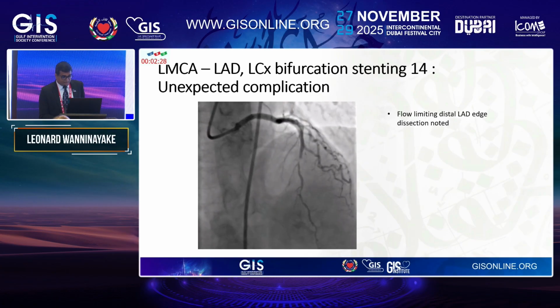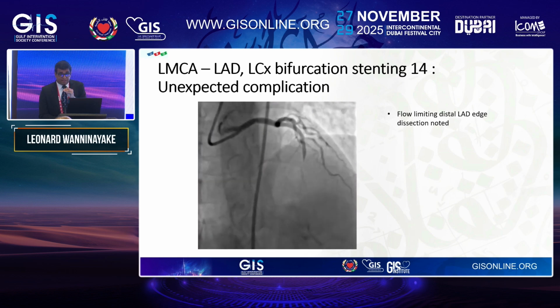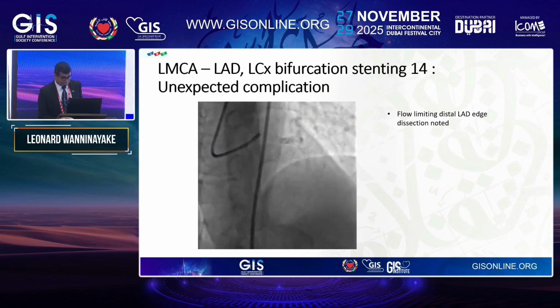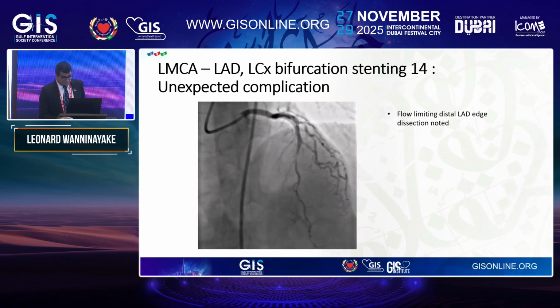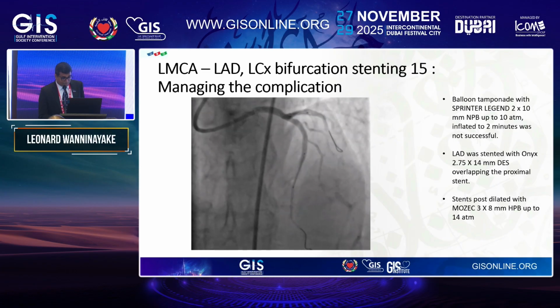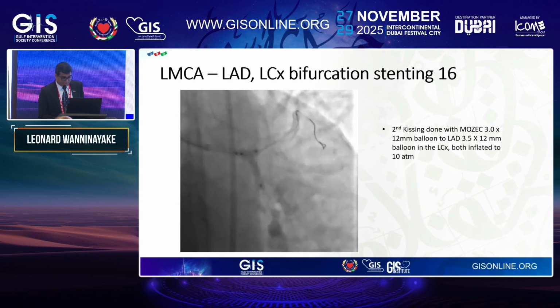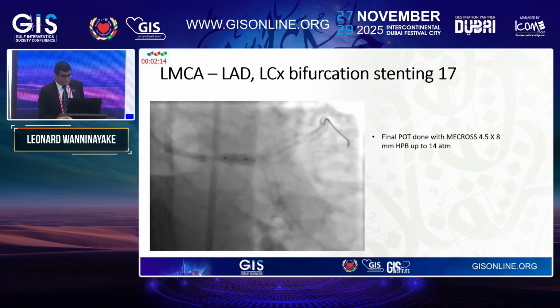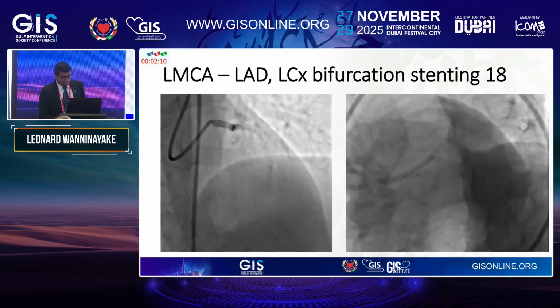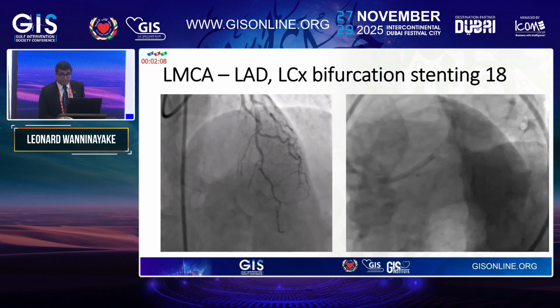Then an unexpected result was noted at the edge of the stent. There was a dissection, which we had to cover with a separate stent. Then a repeat kissing was done, and then the final POT was performed. After that, these were the final results.